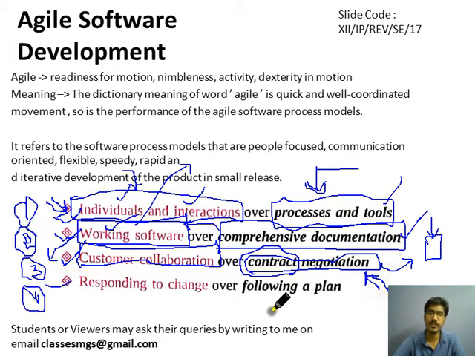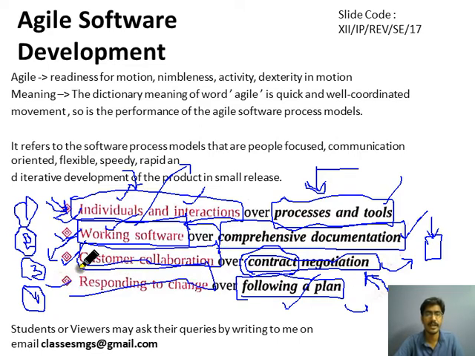In case of the old process models, we follow a strict plan. Like in waterfall model, we get the requirement first, then we start the software designing. If the requirement analysis is not completed, then we cannot start the designing. So this kind of restriction or plan is followed in the traditional software approach. But in case of the agile software development model, we directly respond to change.